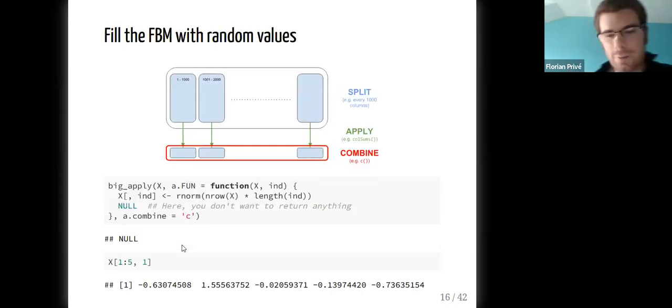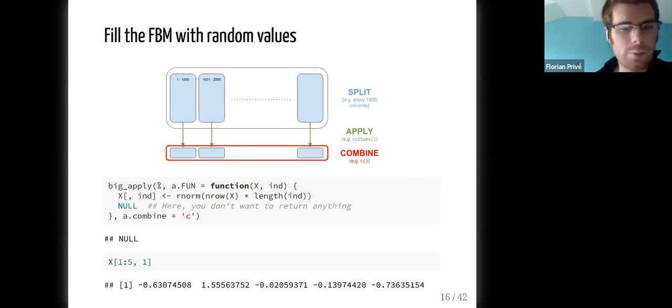Okay, so there is nothing inside the data right now. It's basically only zeros. So let's put some random values inside. I could generate random numbers corresponding to the full size of the data, but we don't want to do that because it would use too much memory. Instead, we can do it by blocks using this split-apply-combine strategy that I explained before with the big apply function.